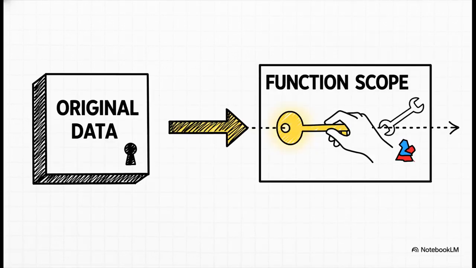And this is the solution. This is the whole game. Instead of handing the function a copy of the value, we hand it a copy of the address. The function now knows where the original data lives, so we can go find it and change it directly.